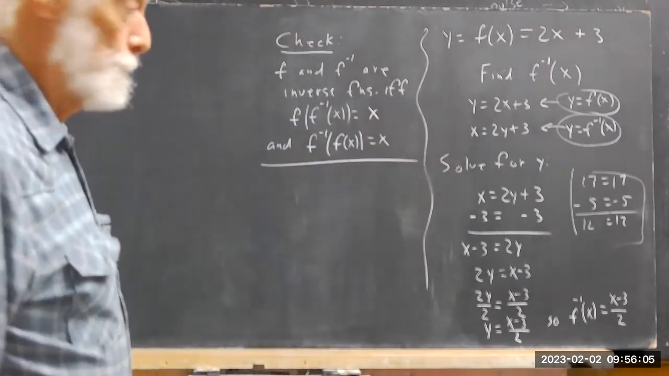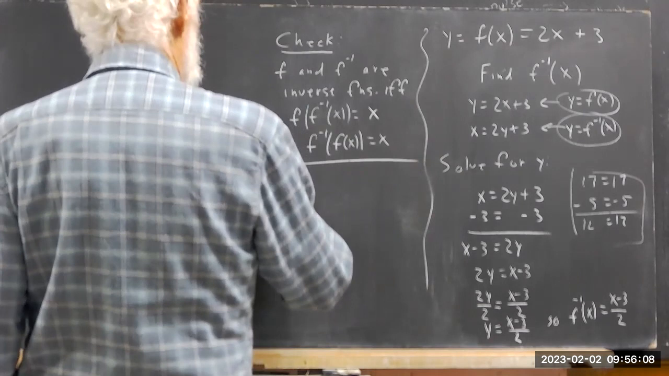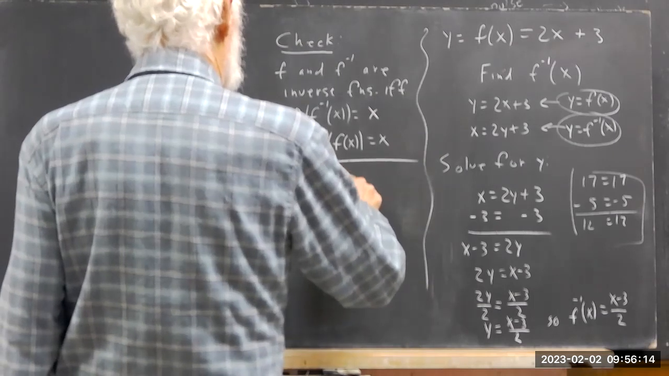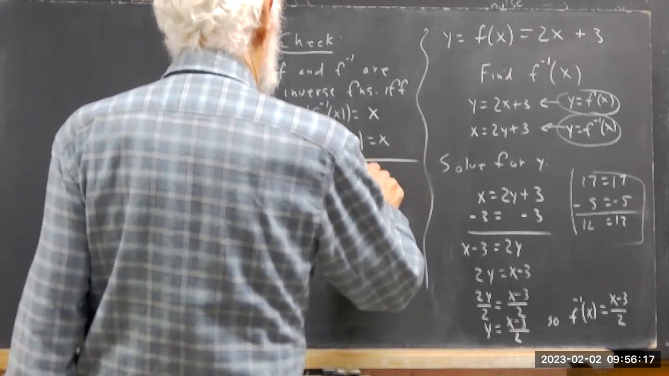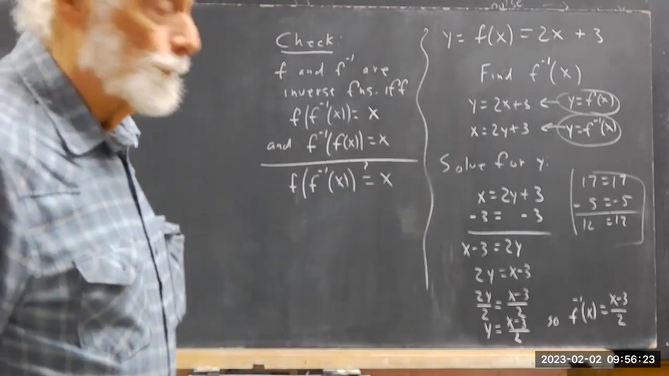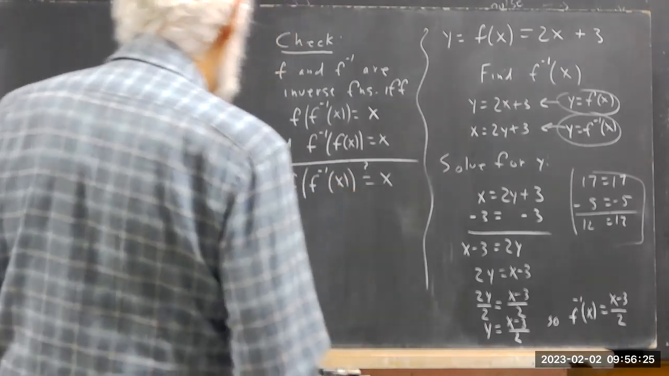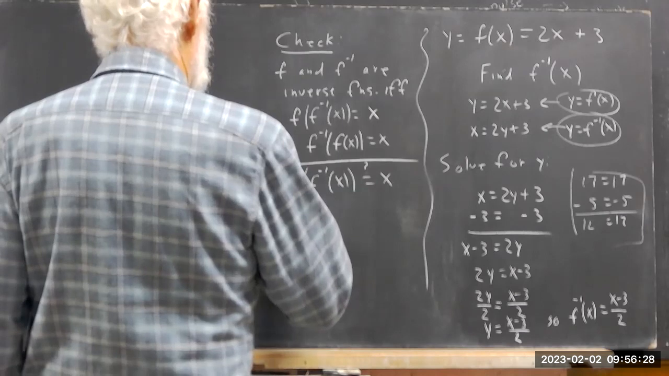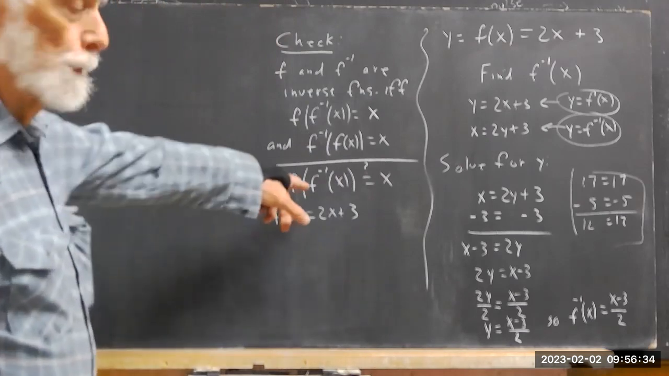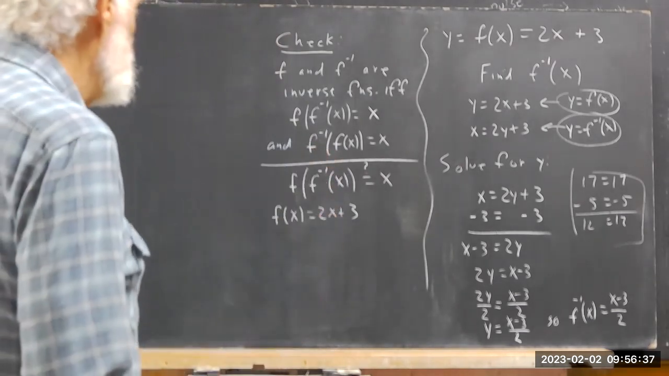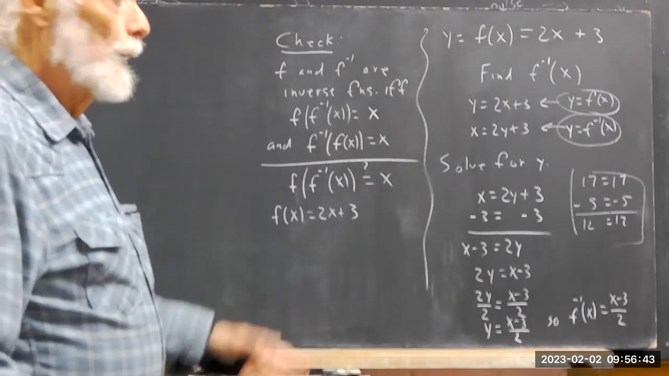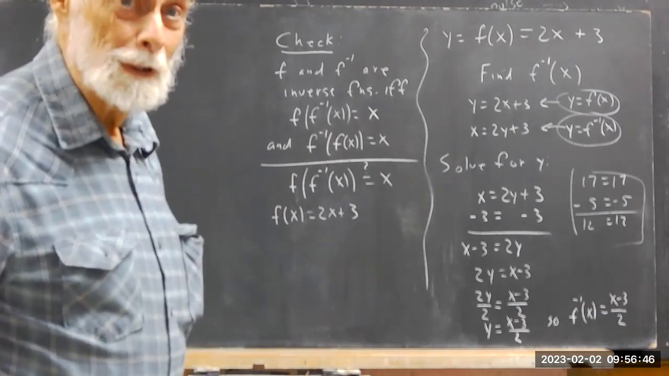So now we're going to check. First of all, I put a little question mark over the equal sign. I'm asking, is this equal to this? Well, what's f of f inverse of x? I'm going to write down what f of x is, because that's my template for the expression f of f inverse of x. f of x equals this, 2x plus 3. So, for example, f of aardvark equals 2 aardvark plus 3, right?